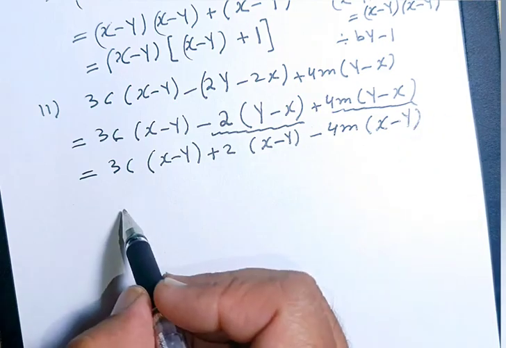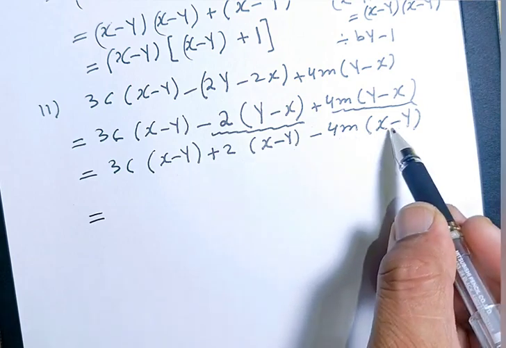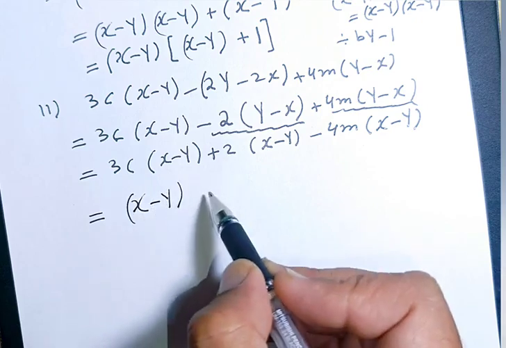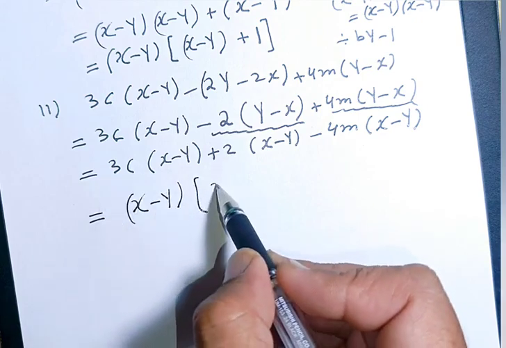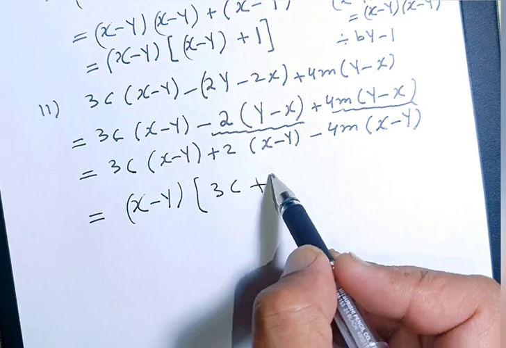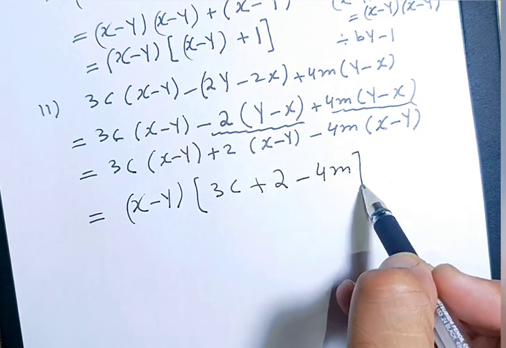There we go. Now I can see x negative y, x negative y, x negative y common. I take out the x negative y. What is left there? 3c, and there is left plus 2, and here left minus 4m. So this is my final answer.